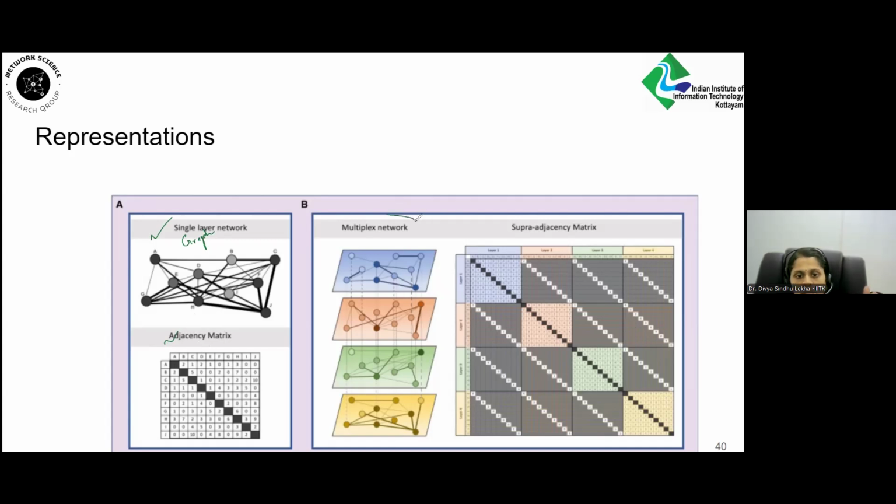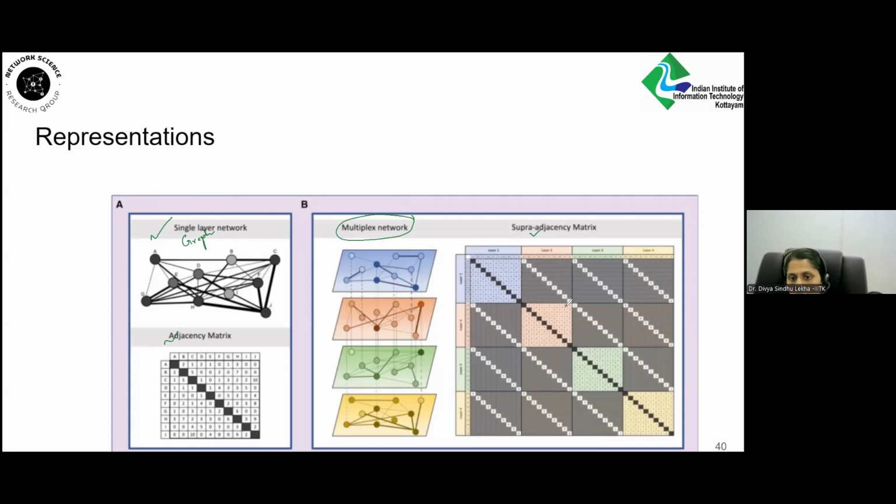When we come to multiplex networks or multi-layer networks, we could make use of another matrix, which is a supra-adjacency matrix. In order to understand this supra-adjacency matrix, some colorings are given so that you can easily see this. You can see layer 1, layer 2, layer 3, layer 4, all the nodes are represented in the rows and columns. Whenever there are connections between nodes in layer 1, that is shown in this particular grid. If there are connections, they are shown by ones, otherwise zeros.